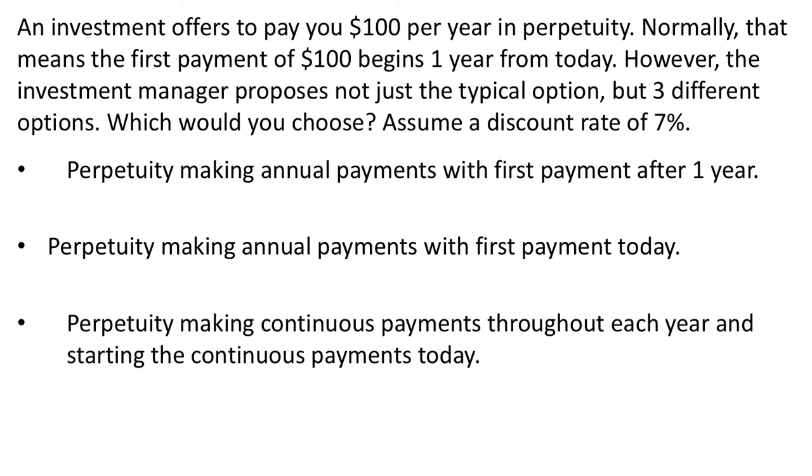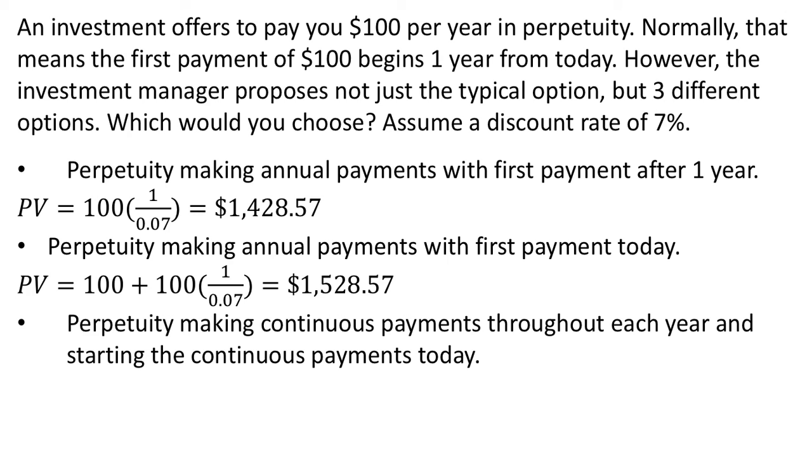Let's see what the math will look like for each one. Well, the first one you should be able to do pretty easily. Present value is going to be 100 times 1 over 0.07. No problem, you can do that. That's just a zero growth rate perpetuity, where the first payment is at the end of the first year. That's your standard situation. How about the second one? Well, the second one still has that same perpetuity, starting a year from now, but it also has a payment today. The payment today is already in present value, so just add $100 to the calculation you just made. That will be a perpetuity making annual payments with the first payment today.